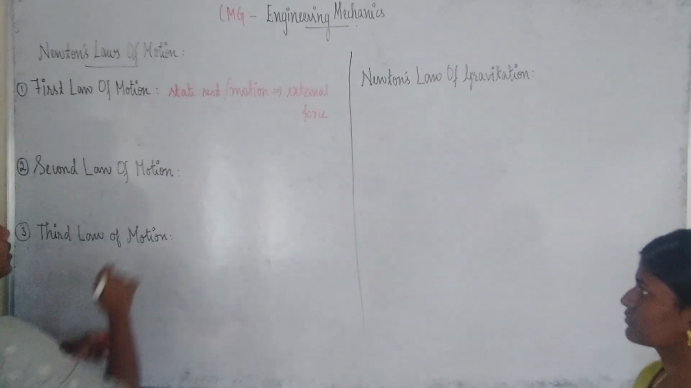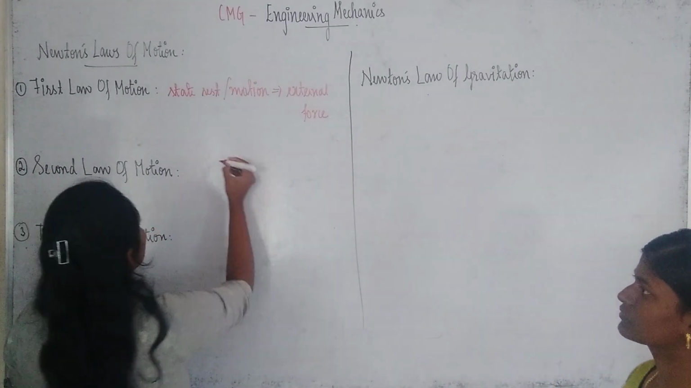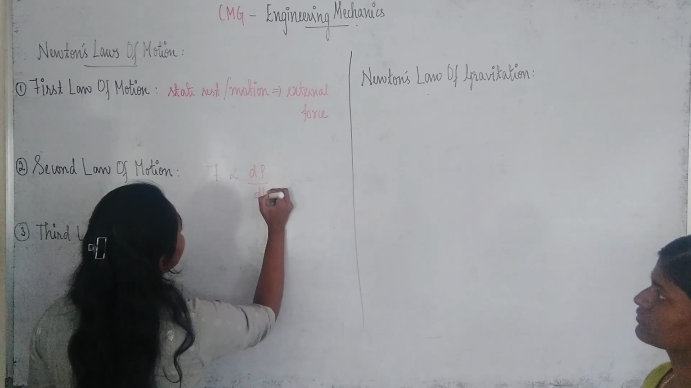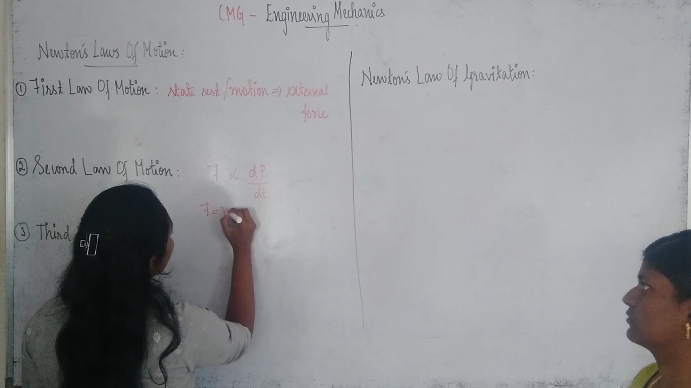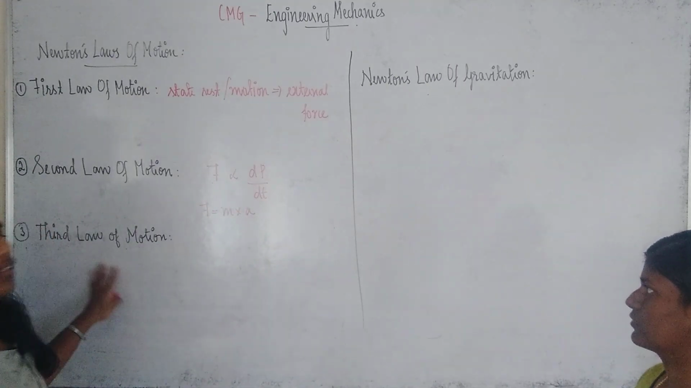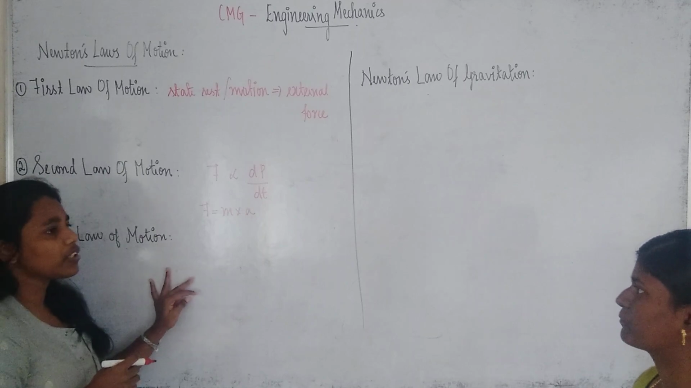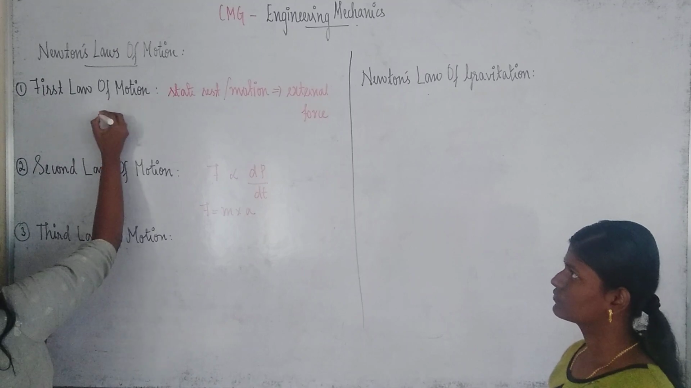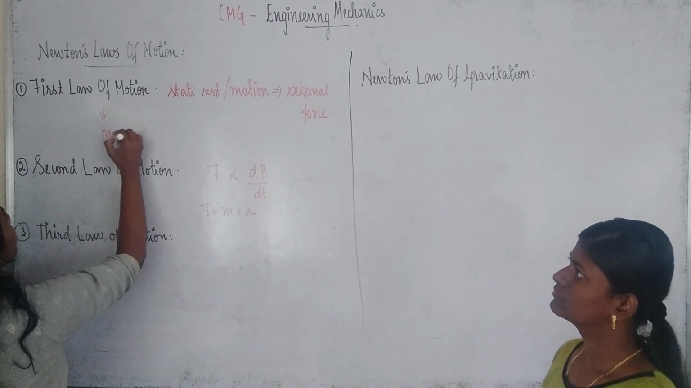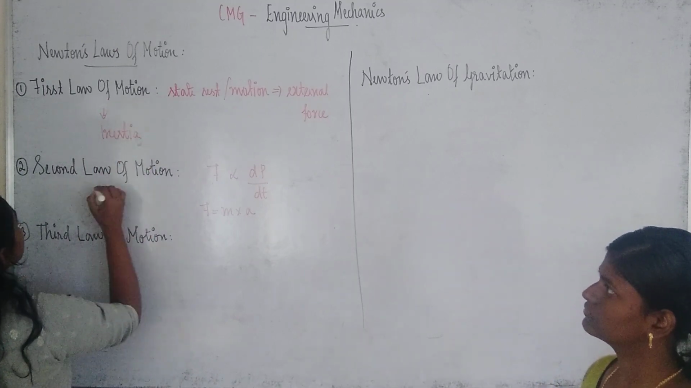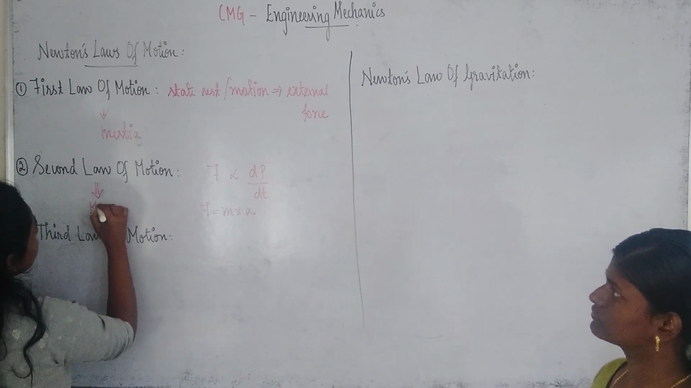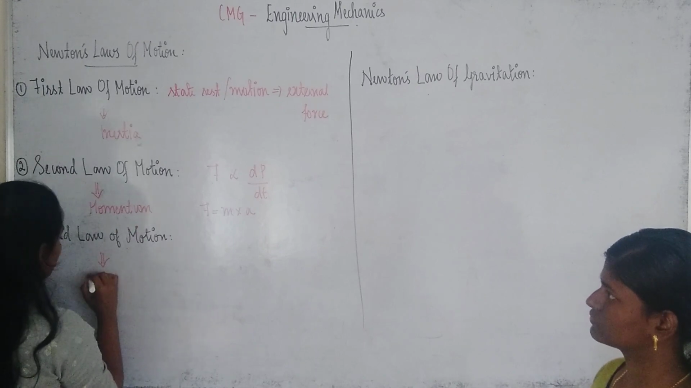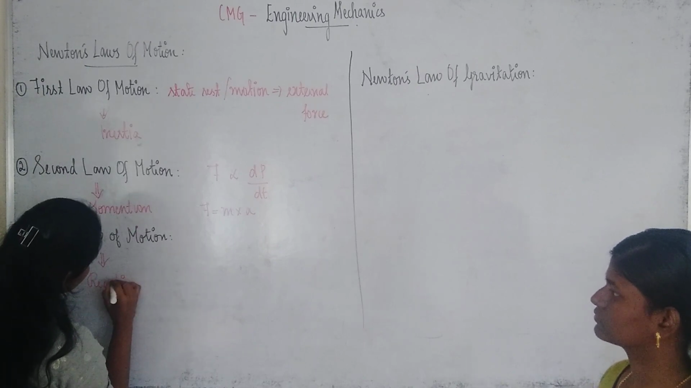The second law of motion is: force is directly proportional to the rate of change of momentum. That is, F is equal to m into a. The third law of motion is that, shortly we can say, to every action there is an equal and opposite reaction. The first law of motion relates to inertia. The second law of motion relates to momentum, while the third law of motion relates to reactive force.